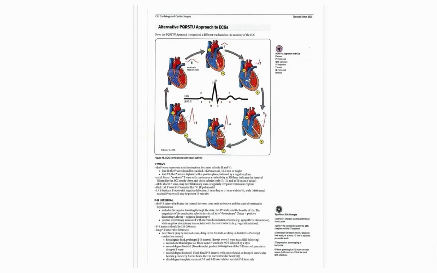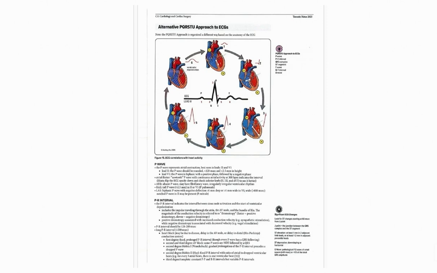A broad or notched P wave, especially with a prominent negative component in V1, suggests left atrial enlargement, also known as P mitral. 2. PR interval, or AV conduction. The PR interval measures the time from the beginning of atrial depolarization until the start of ventricular depolarization. It reflects conduction through the atria, the AV node, and the bundle of His.